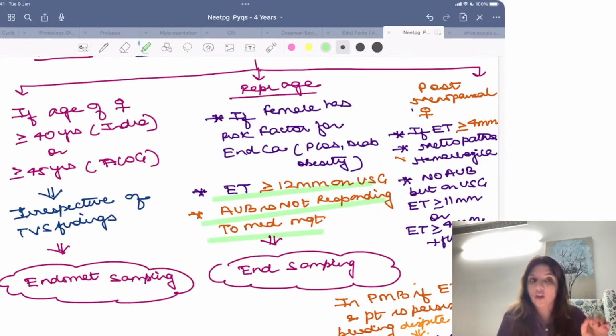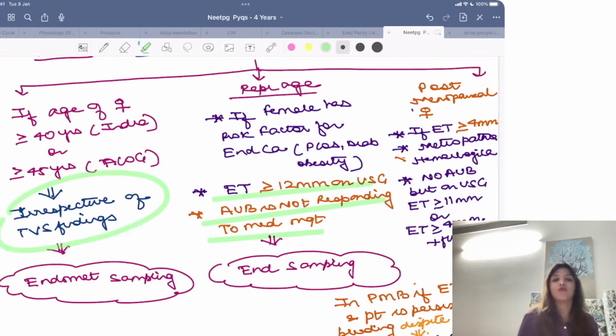This is in contrast to if the age of the female would have been the perimenopausal age group. In India, the recommendation is if the age of the female is more than 40, but ACOG says that if the age of the female is more than 45, then irrespective of ultrasound findings, if a female is coming to you with excessive bleeding, you have to do endometrial sampling. They try to confuse you.